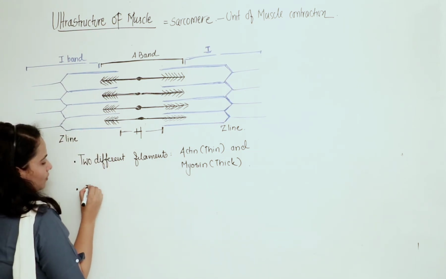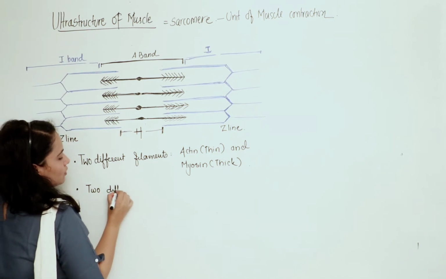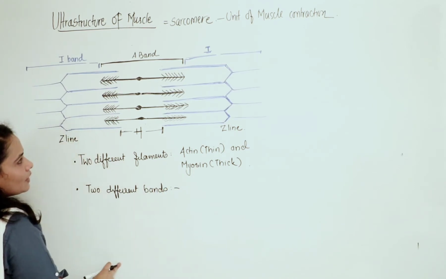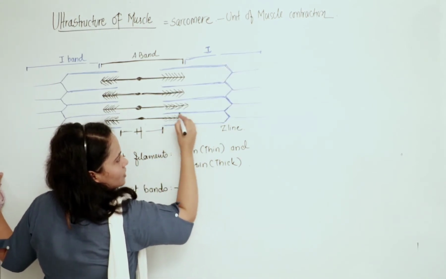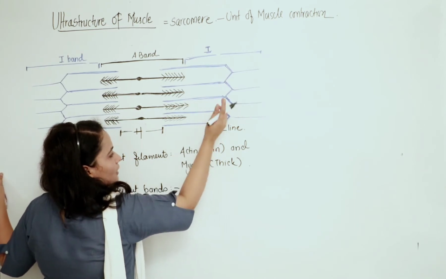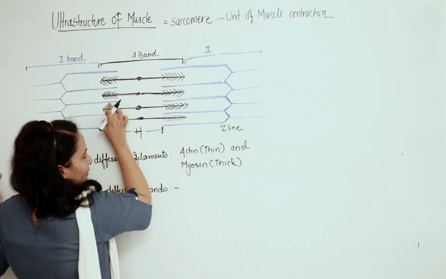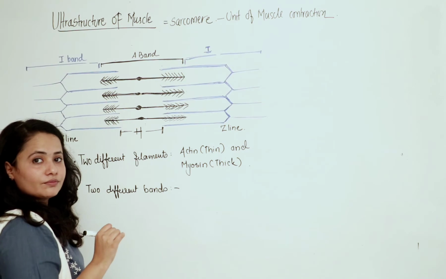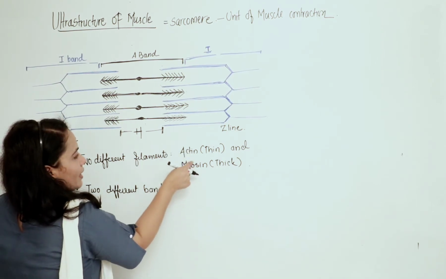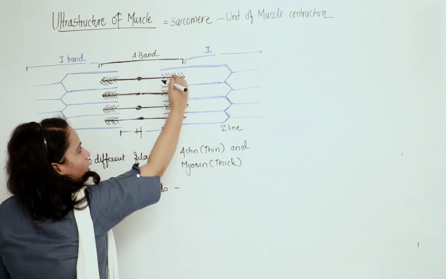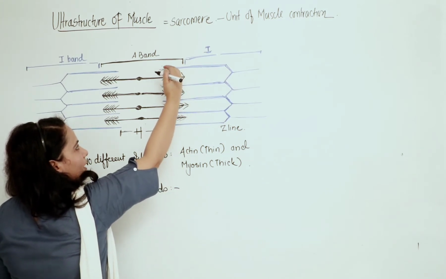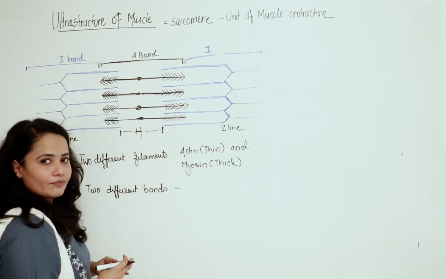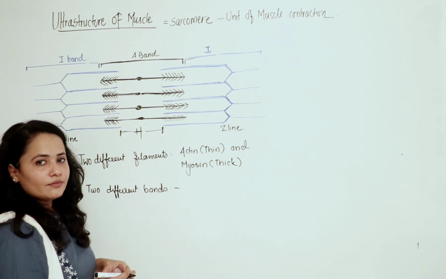Again, it will form two different bands. Now the blue colored structure you can see over here is the thin filament, and the black colored structure which you can see in the center is myosin, the thick filament. Now these actin and myosin filaments are arranged alternately. You can see first is thin, then thick, thin, thick, thin, thick, and it forms a structure called bands. So it forms two different bands.